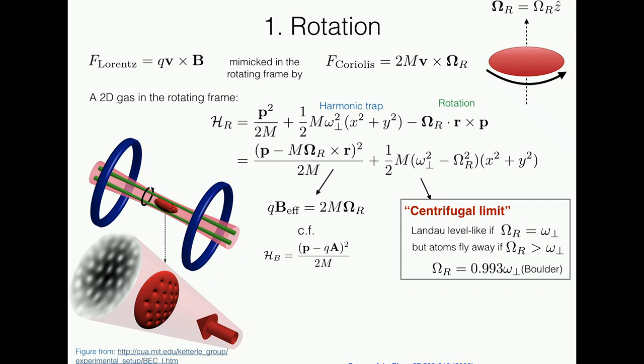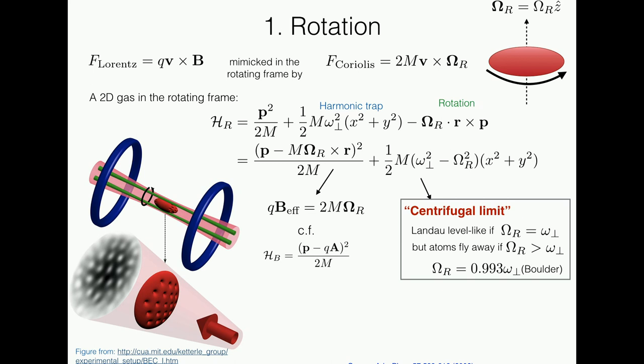But one of the main problems of using this approach is the fact that because we have this rotation, we also have a centrifugal effect. So it's not just the Coriolis force, also centrifugal, and the centrifugal force is giving us this term, which as you can see is reducing the effective harmonic trap. In some ways this is good, because if we can rotate with exactly the same rotation frequency as the harmonic trapping frequency, this term will go away and we'll be left exactly with the Hamiltonian of particles in a magnetic field. So then we get a perfect analogy in this rotating frame.